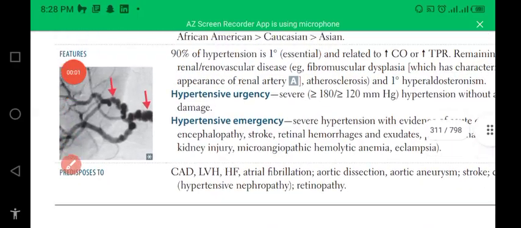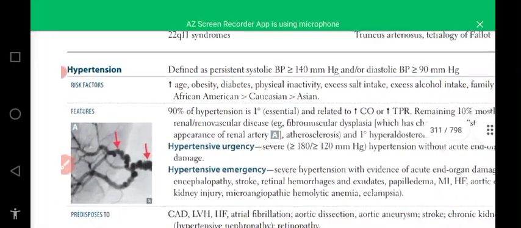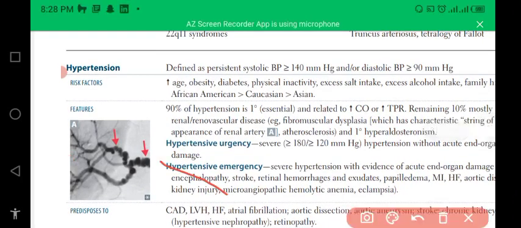Okay, welcome everyone. So right now we are going to look at a most important topic, that is hypertension. Hypertension is defined as when systolic blood pressure is greater than 140 and diastolic is greater than 90. That condition is known as hypertension.